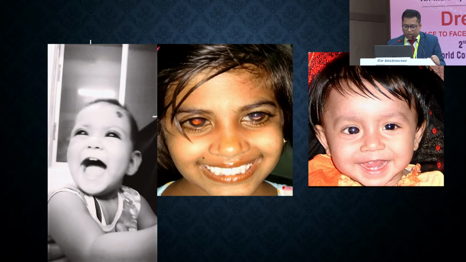These are some children's postoperative cases. I am very happy to see those smiles.